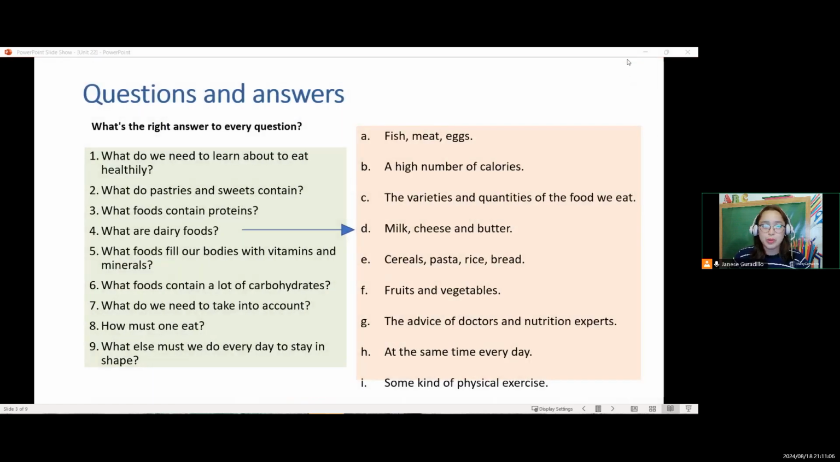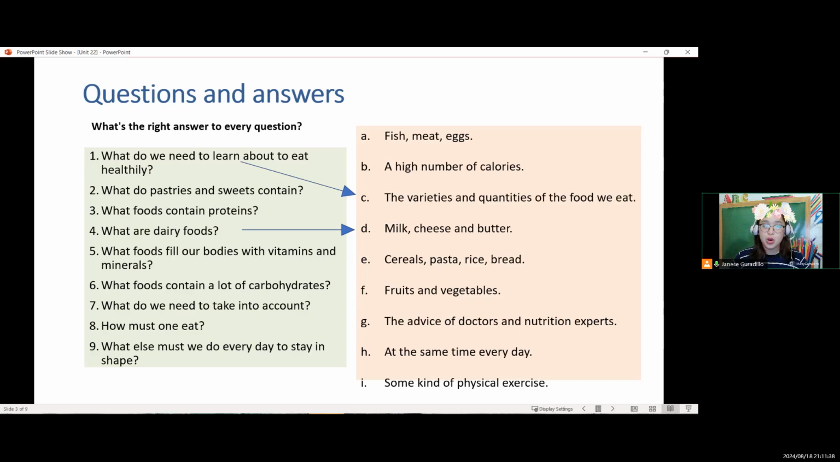Now, here, these are some questions and answers. What's the right answer to every question? Just like number four, there's already an answer. What are dairy foods like milk, cheese, and butter? How about number one? What do we need to learn about to eat healthily? What do you think? Okay, it's the varieties and quantities of the food we eat.